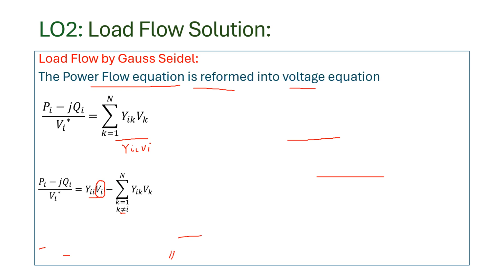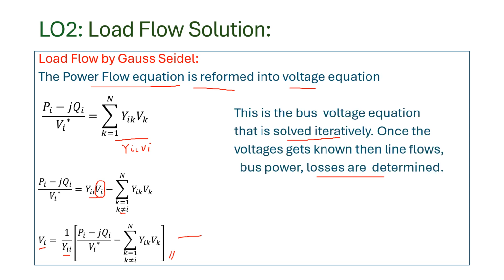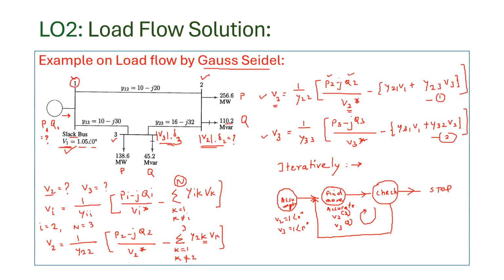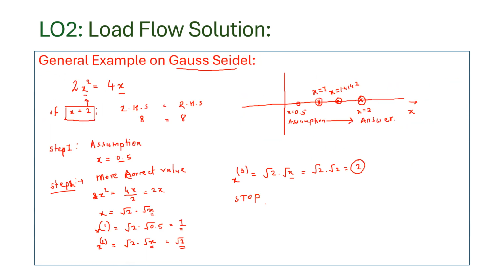Now in the Gauss-Seidel method, the power flow equation is converted to a voltage equation. In the Gauss-Seidel, importance is given to voltage, and the voltage equations are solved iteratively. And that we have seen with this example, how load flow is performed by using Gauss-Seidel, how voltages are calculated iteratively, and we have understood what is Gauss-Seidel with a general example.